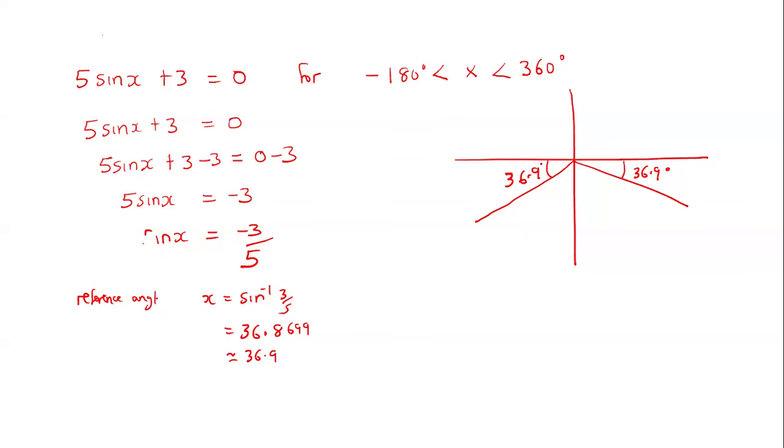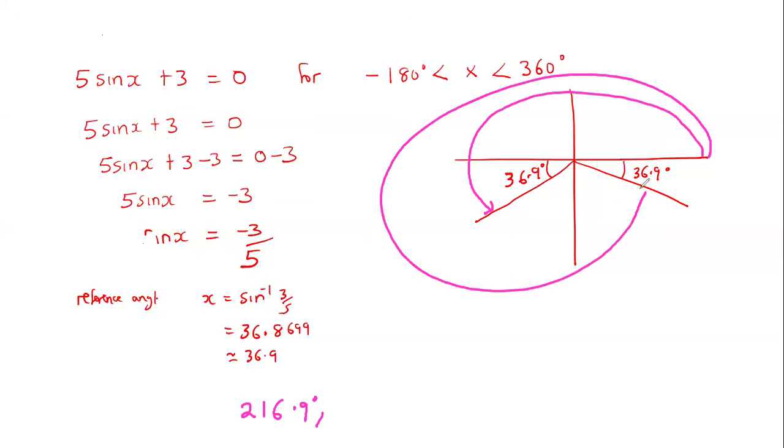So our first angle shall move from 0 up to this positive 36.9, up to there. So up to there we get 216.9 degrees. And then we move from 0 anti-clockwise up to that angle. So there we get 323.1.